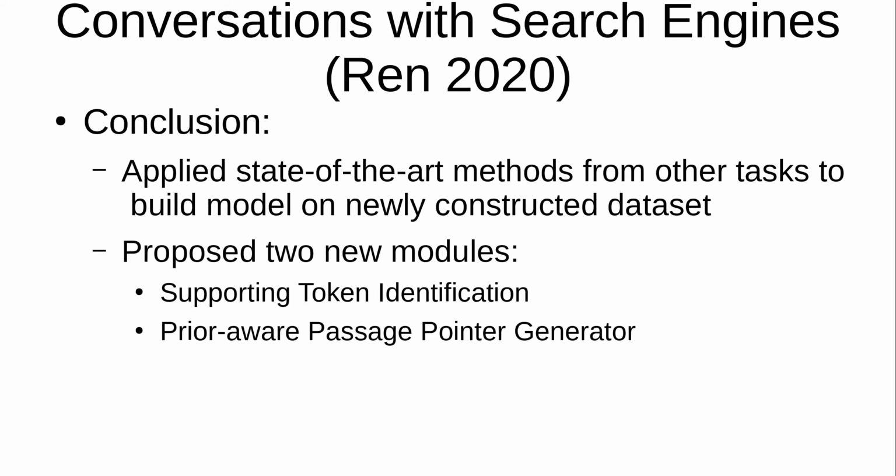So to conclude, they applied state-of-the-art methods from other tasks to build the modules and a newly constructed dataset. I think this is really nice. They really constructed a new dataset for this. They used Amazon Turk laborers to create answers. They hand-checked the dataset, so it's probably of quite good quality. And they proposed two new modules, the supporting token identification and the prior-aware passage pointer generator. I haven't gone deeply into the second one, and just scratched the surface on the first one.